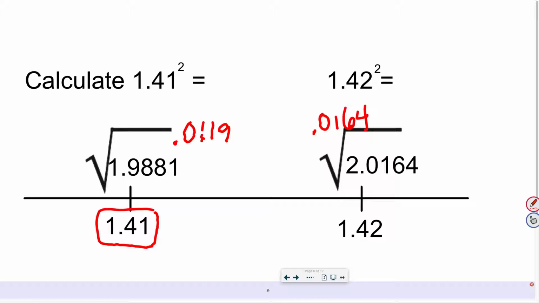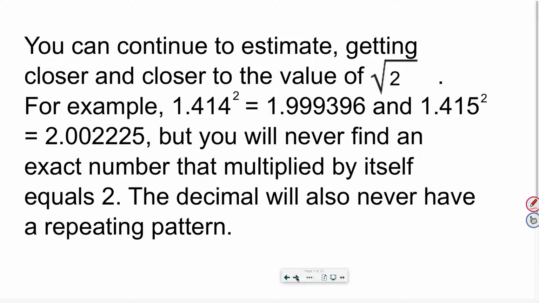Now I keep saying the word estimate. Why am I estimating? We could keep going. You could do 1.414 and 1.415, but you'll never get an exact number. Why not? If I'm trying to find the square root of 2, why will I never find an exact number? Because it's an irrational number, which means it never stops and it doesn't repeat. So you would go on forever. Some people do, they're mathematicians.